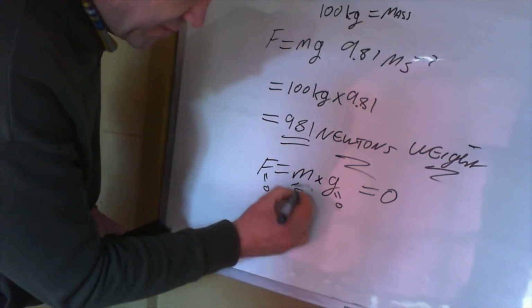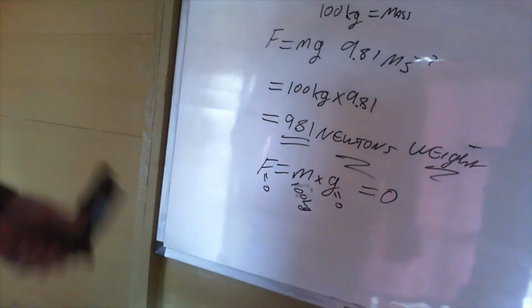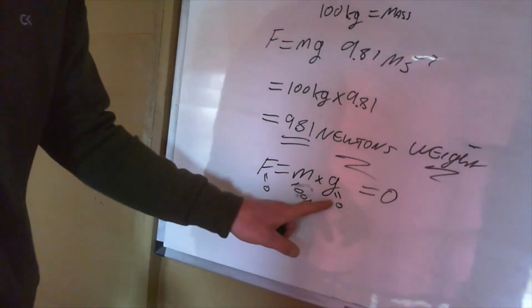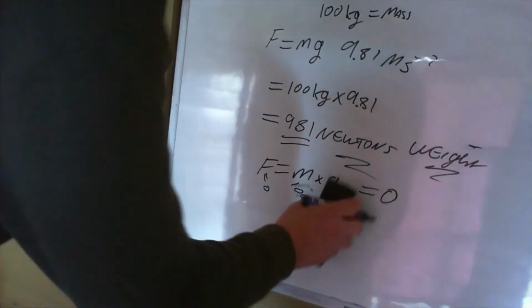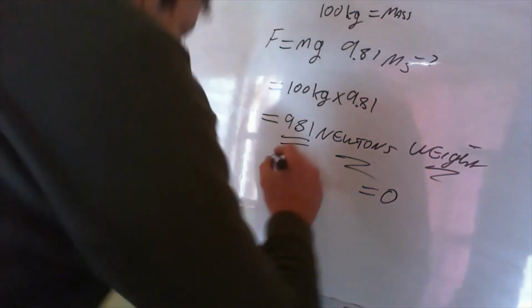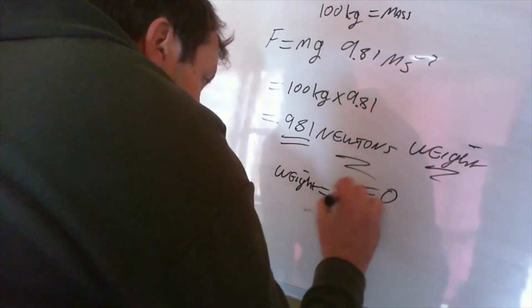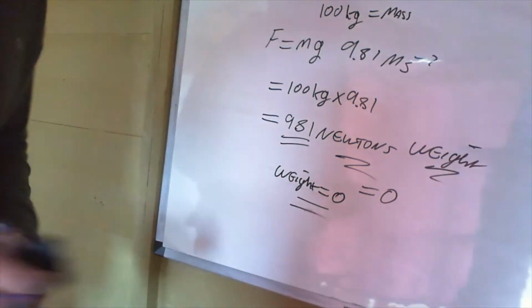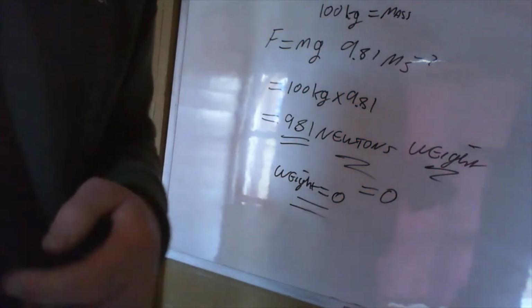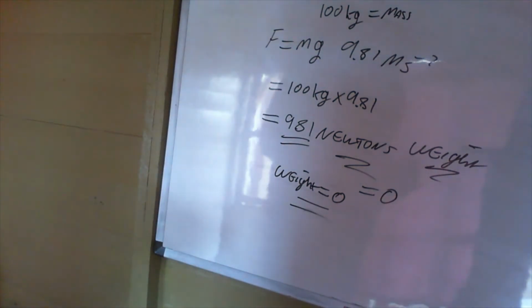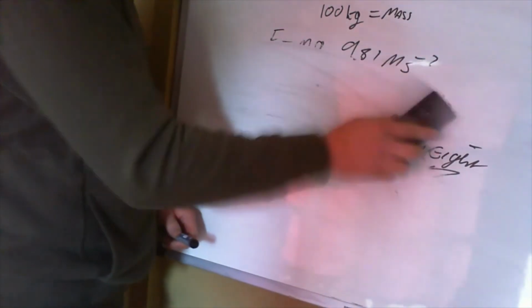You still have a mass of 100 kilos, but there are no gravitational forces acting on it. So that's why when you're in space, your weight equals 0. When people say they weigh themselves on the Earth, they're actually just measuring the amount of mass they've got, rather than weight. Okay.